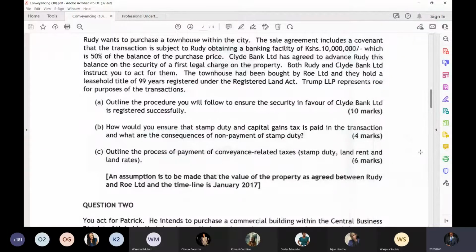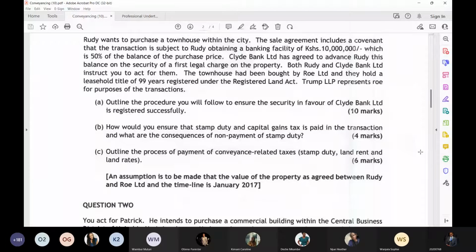Okay, 10 million is 50%, so the other 50% is 10. So cumulatively, that's 20 million. So 20 million is the transfer or the valuation of the property, which will be times 2% or times 4%. In this circumstance, it's within a city, it's within a municipality, so it's times 4%. Stamp duty will be 4% of 20 million for the transfer, for the sale agreement between the purchaser and the vendor. And as Forrester mentioned, for the charge, it's 0.1% of the 10 million.